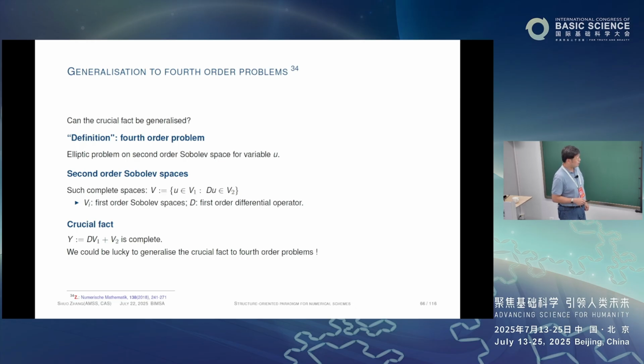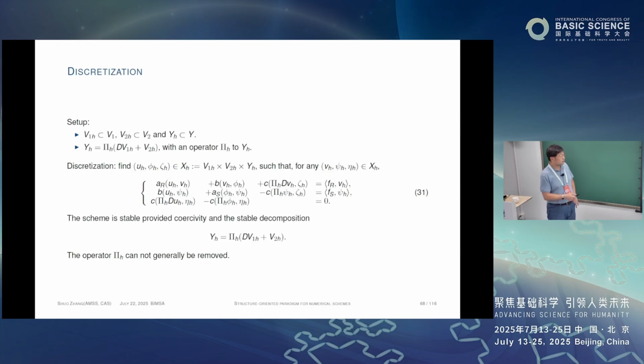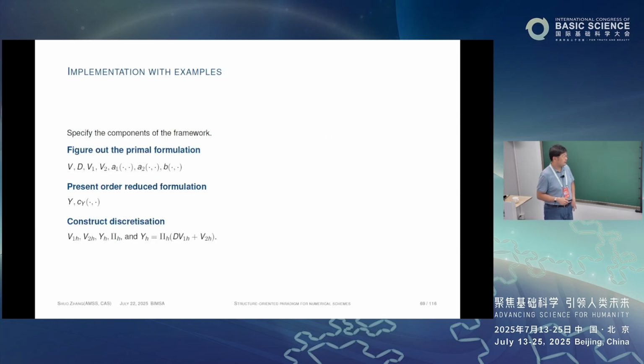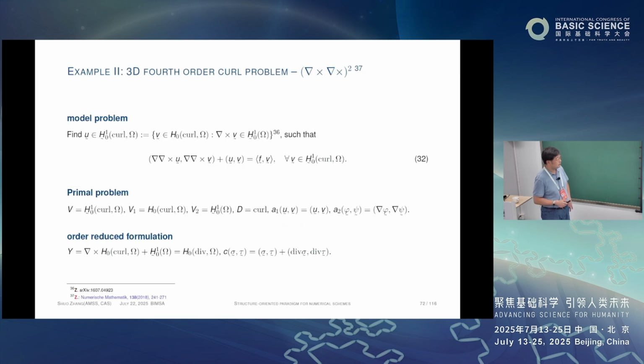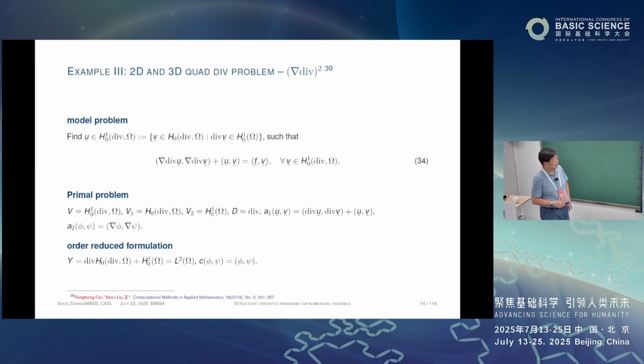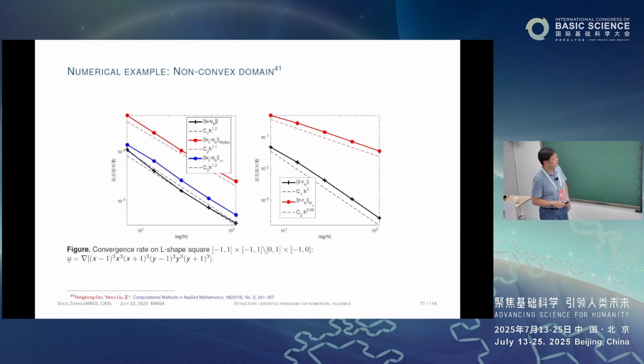With this observation, we can formulate the space as u belongs to H, the first order space, and the derivative of u belongs to another first order space. And the point is that y equals d v1 plus v2. Okay, so these slides are quite technical, and let me omit it. And we have examples not only biharmonic but also quad-curl, and also grad-div, and many others. Let me omit.